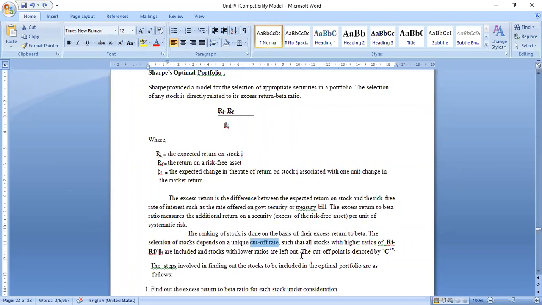It means once you define a particular cutoff point, all the values which are above the cutoff would be selected for the portfolio investment, and all those which do not meet the cutoff rate, or which have lower ratios, will not be considered for portfolio selection. That cutoff rate which we are specifying here is denoted by C star, the cutoff rate after the necessary calculation based on the formula.